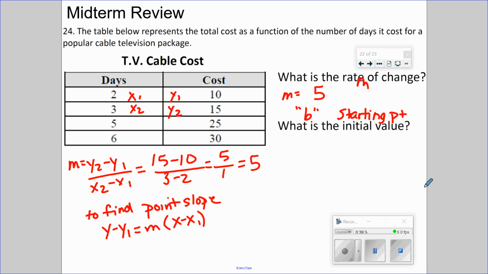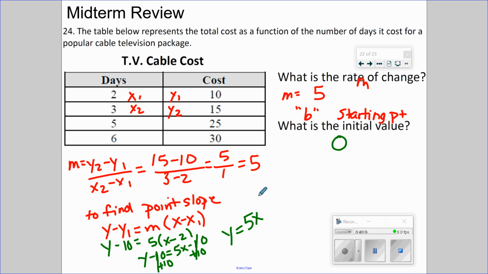Here we go. So I'm going to use the first set of points, 2, 10, because that's x1, y1, and my slope is 5. Y minus 10 equals, my slope is 5, and x minus x1 is 2. y minus 10 equals 5x minus 10. If I add 10 to each side, I get y equals 5x. The b is 0. So what is the initial value? 0.